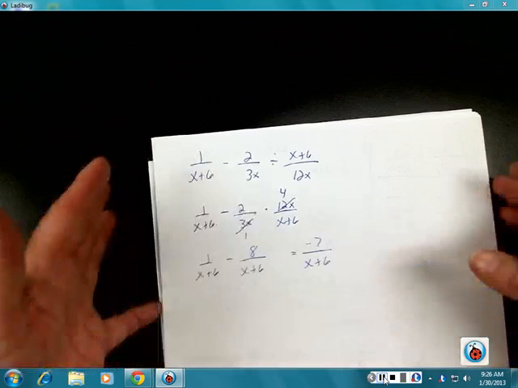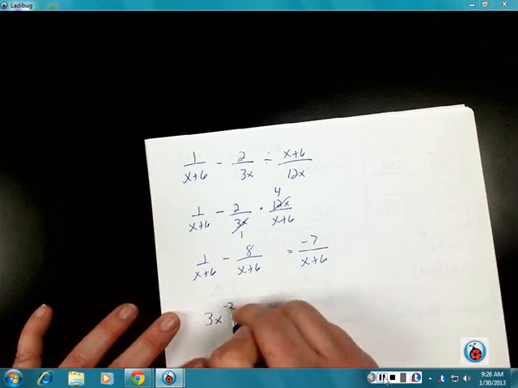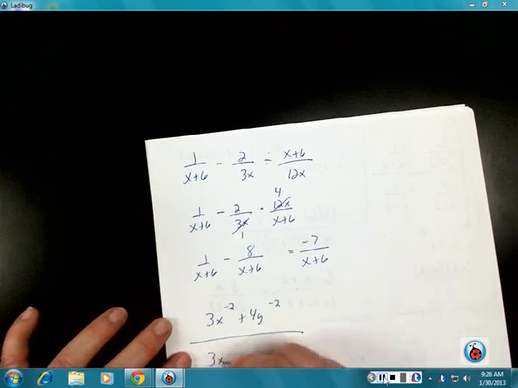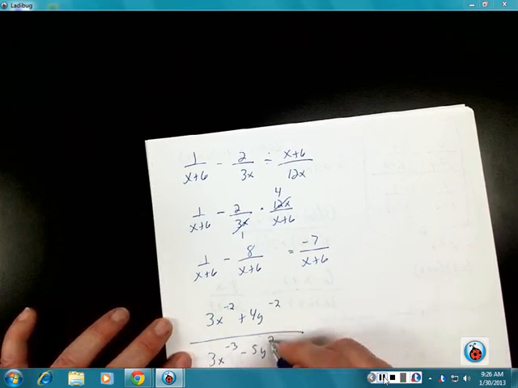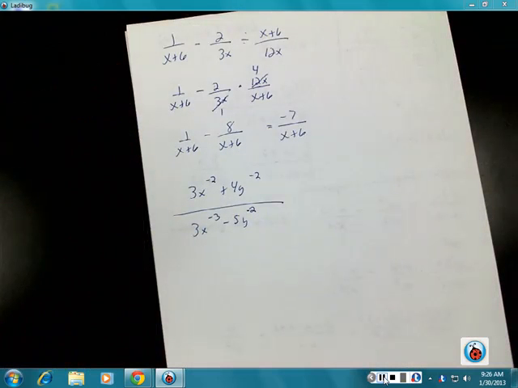One other one that they slip in is this type. 3 over x to the negative second plus 4y to the negative second all over 3x to the negative third minus 5y to the negative second. I guess we'll put a negative second on that one too. Now what makes this different than anything we've had so far today? Negative exponents, yeah. What does that mean whenever you get a negative exponent? They need to travel, right? They all move. They don't stay in the top, they go to the bottom.